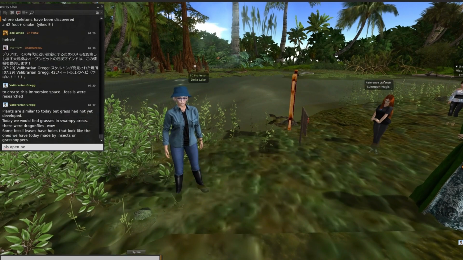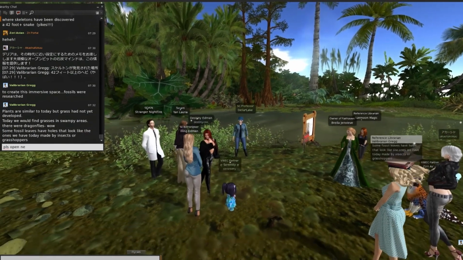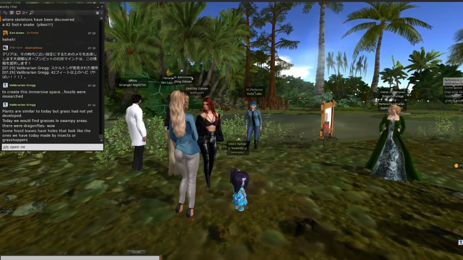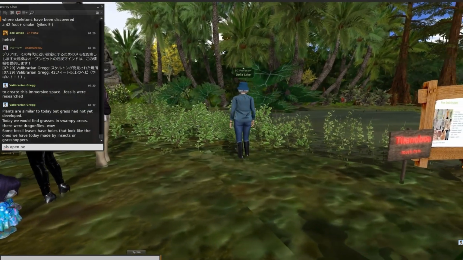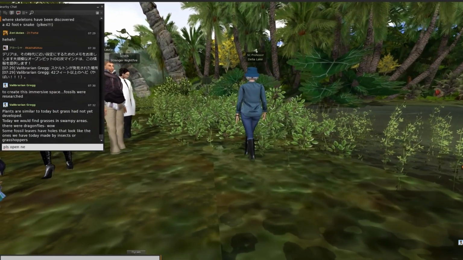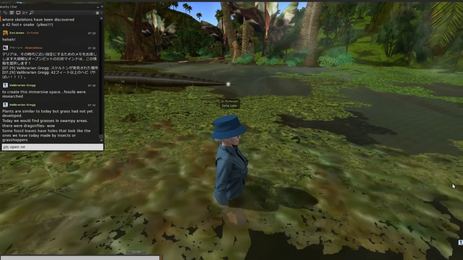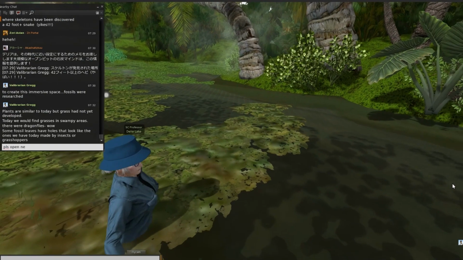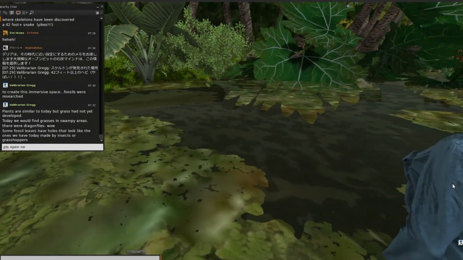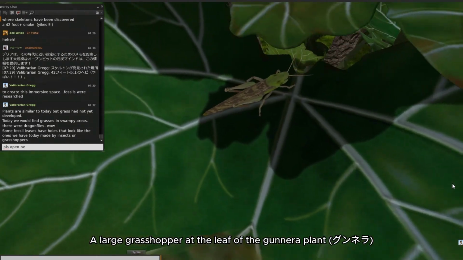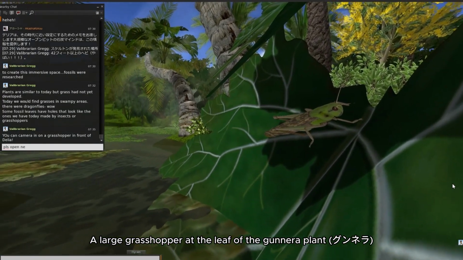There's a grasshopper. So a dragonfly is flying around us, but did you see the grasshoppers? If you look over where I'm looking now, grasshoppers are over here. If you look on the leaf of the plant right in front of me, you will see a grasshopper. So, a giant grasshopper. Yes.